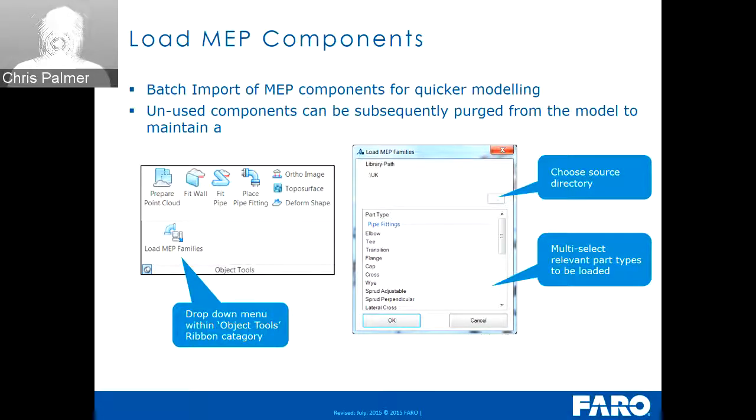So rather than going one by one and bringing in different elbows, searching constantly for the next correct part of MEP, we can batch load things in, use what we need to use, and then if we have anything left over at the end, we can purge the model and take out things that haven't been used. So it's, again, a quick way to speed up the process.